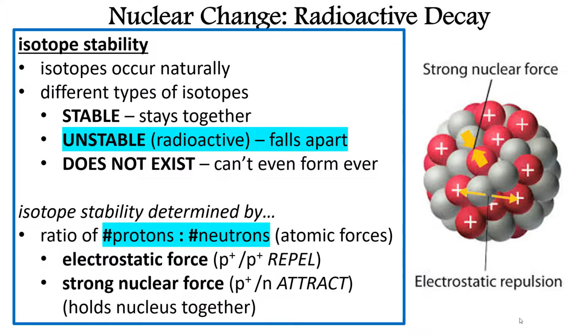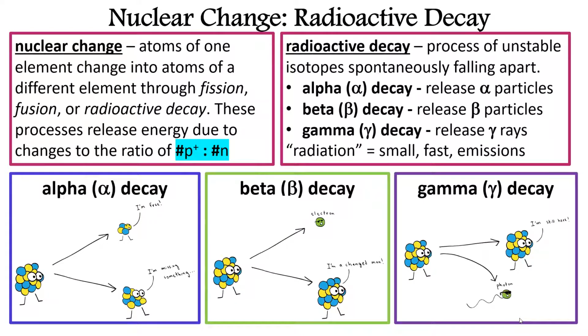So remember that when we're talking about nuclear change, we are talking about, for the most part, isotopes that are unstable. And for radioactive decay, it's all about how those unstable isotopes are ultimately spontaneously falling apart, related to what they have going on with their ratio of protons to neutrons and their strong nuclear force. This slide is also covered in another lecture, so it's just a little intro review. Okay, here's our first new slide.